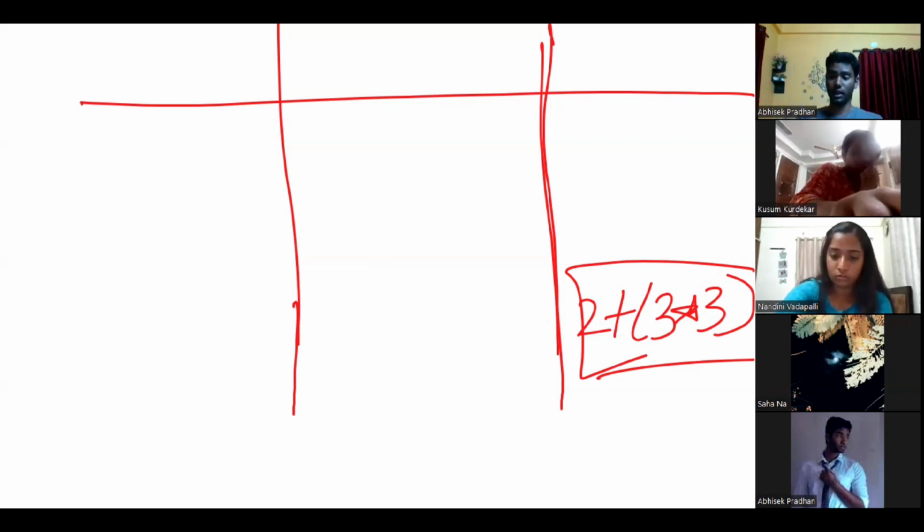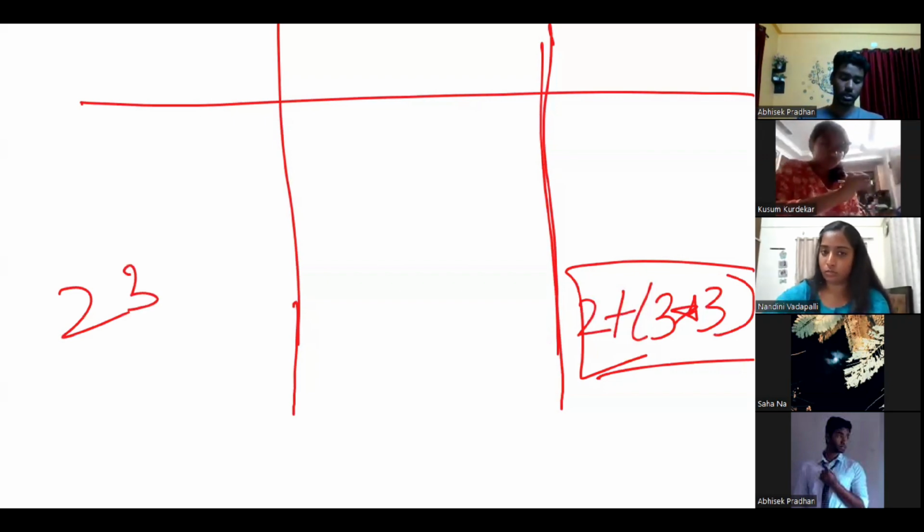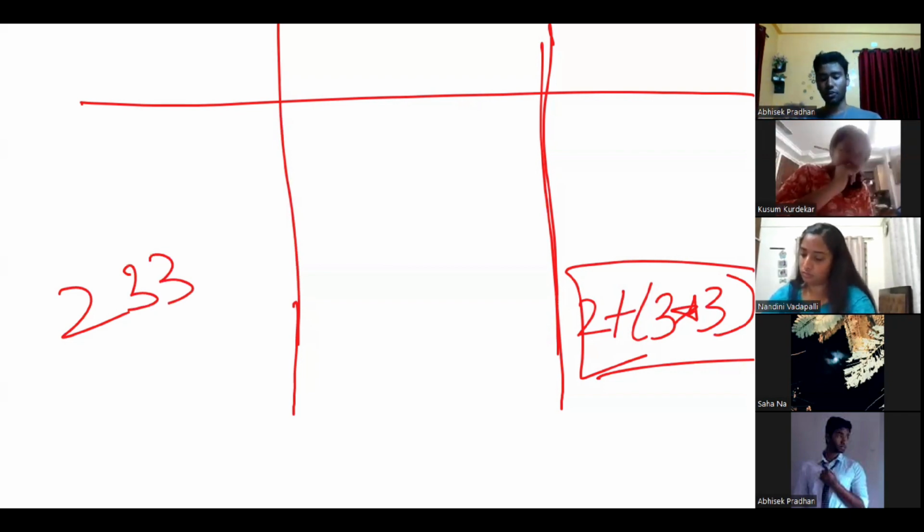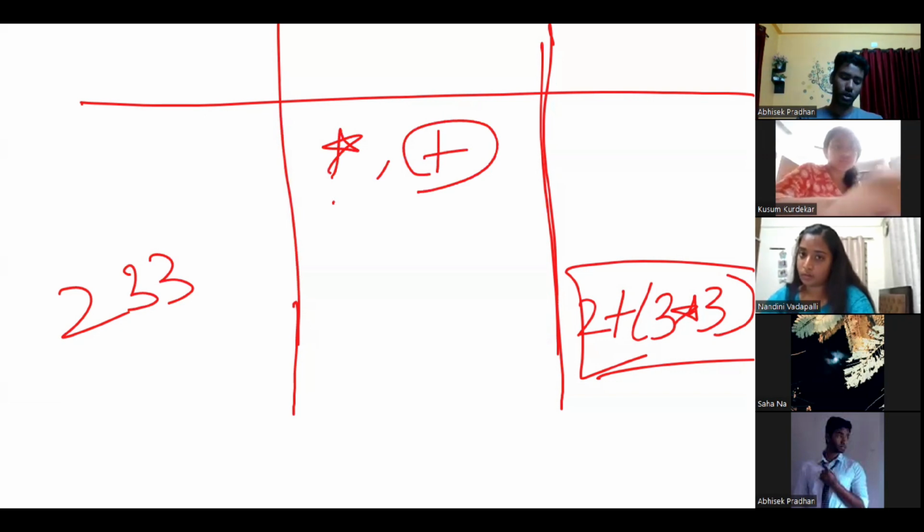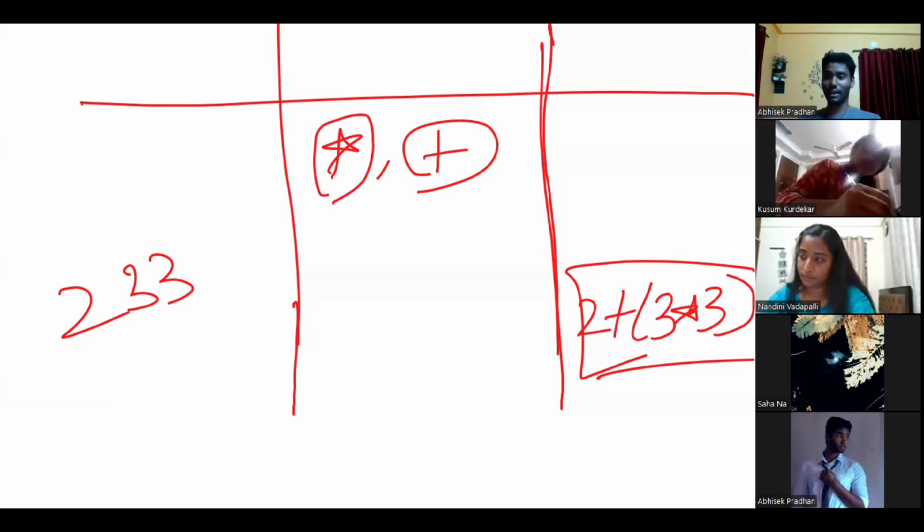Now we know all the operands come in the beginning. So what you can do is write all the operands first, based on the chronological order: 2, 3, 3. Next, in this expression there are 2 operators, multiplication and addition. Now, do you know the precedence of the operators? Multiplication is given more preference than addition.